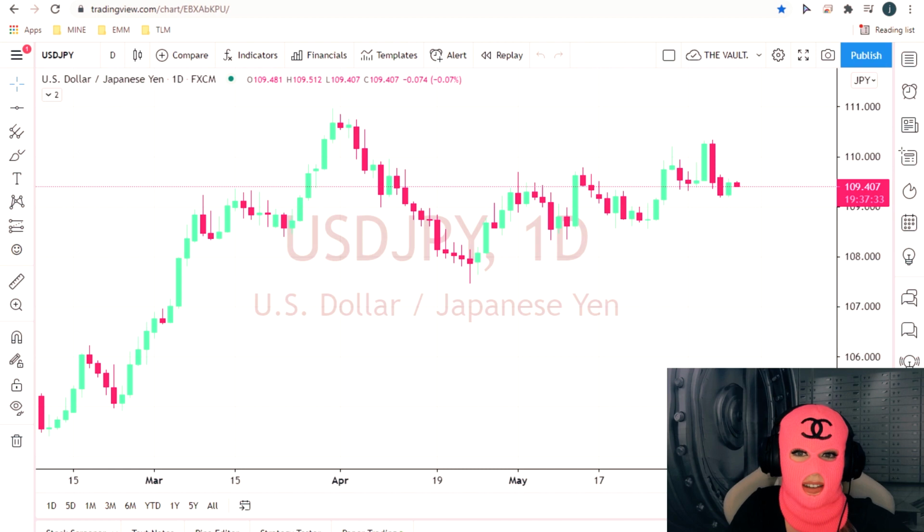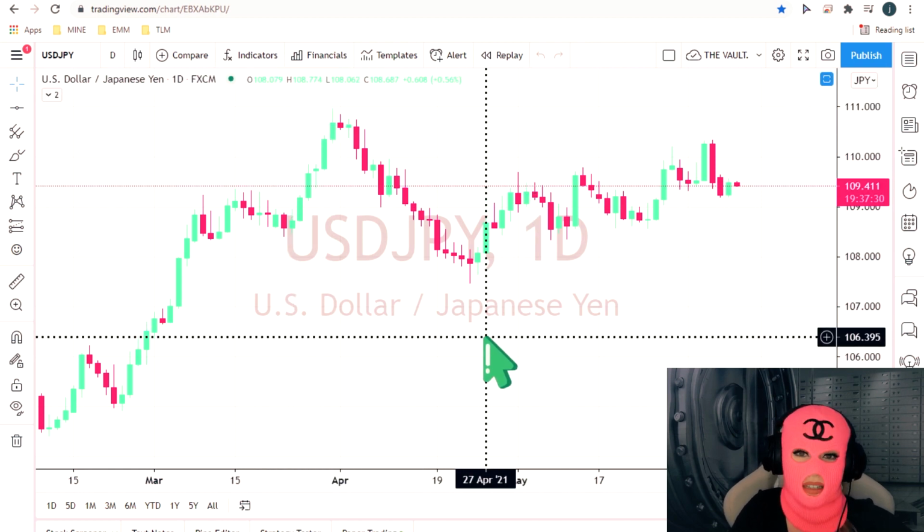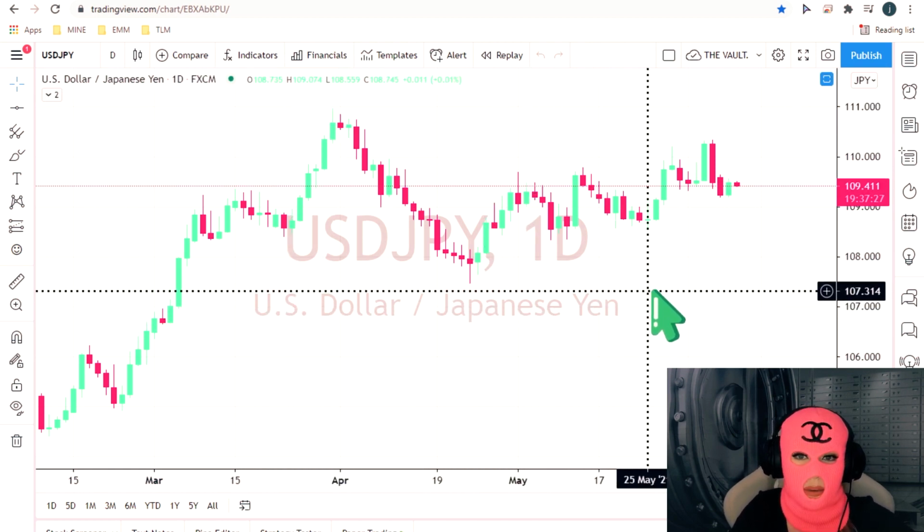Alright, now do me a solid, hop to tradingview.com. That way when I get done with this explanation, you will already be prepared to follow along.